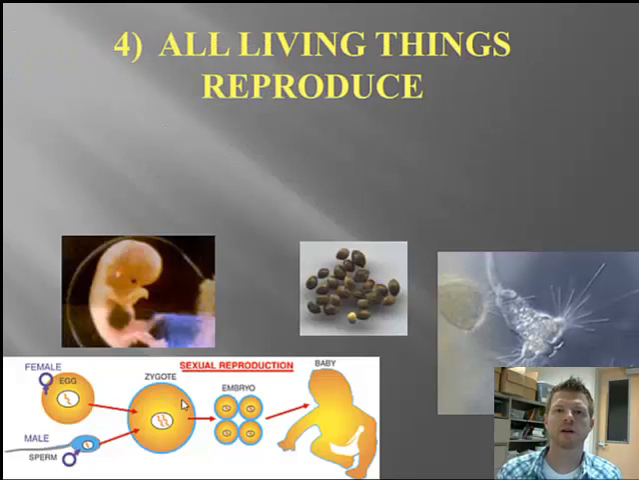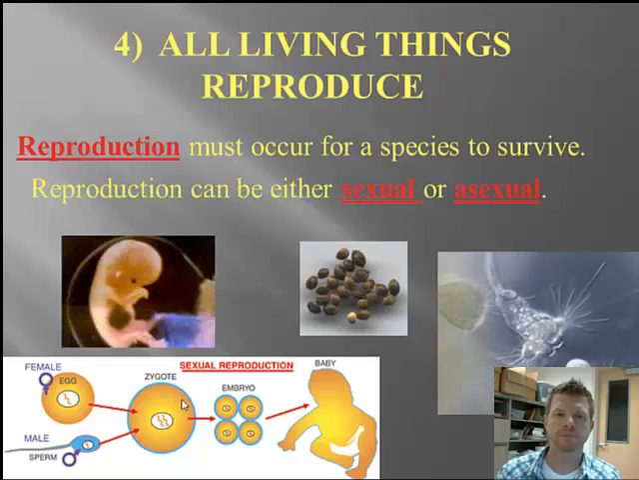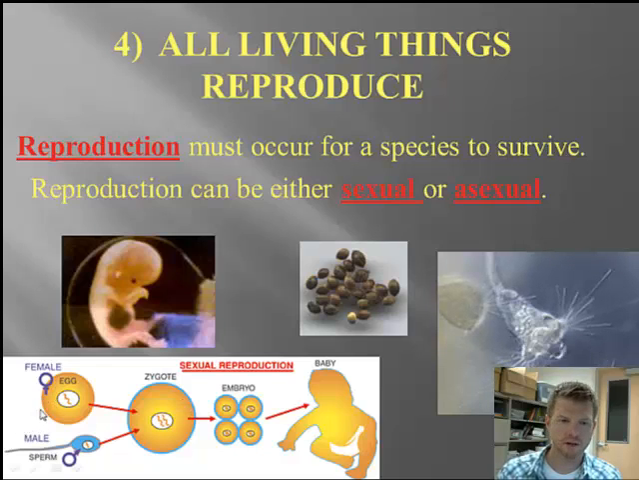Okay, another thing here, all living things need to be able to reproduce. Reproduction occurs for species to survive, so they need to spread their genetic material to the next generation. And this could be done sexually or asexually. Now sexually is what we typically think of as our example right down here at the bottom, where we have male and female. The egg is going to be fertilized to create a new embryo, which turns into an organism.